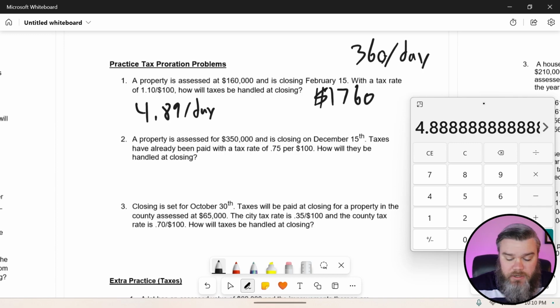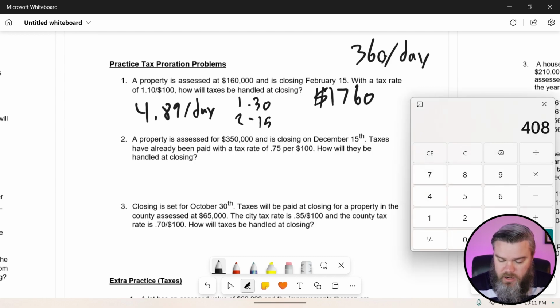And then the seller is responsible for all of January, which on our 360-day scale has 30 days. And then the 15 days from the 1st of February to the day of closing in February. And that is a total of 45 days. So then we've got our 489 times our 45 days equals $220. Now, folks, it's not enough to just say $220.05.